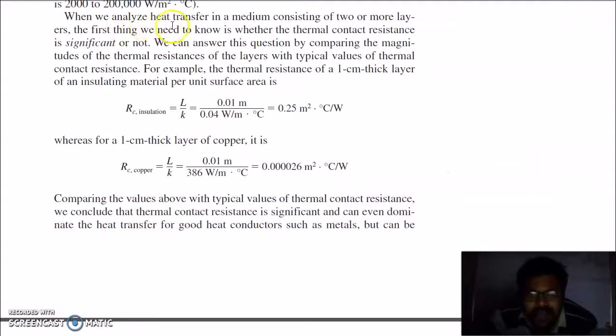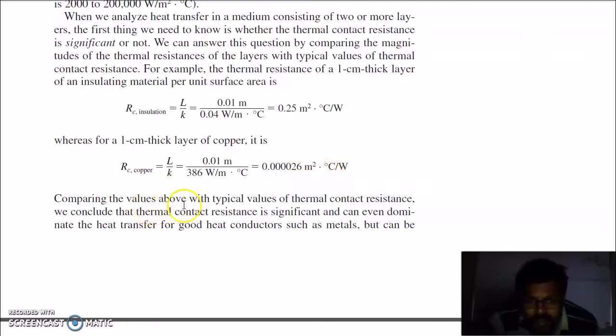So when we have to analyze heat transfer in a medium consisting of two or more layers, the first thing we need to know is whether the thermal contact resistance is significant or not. We can answer this question by comparing the magnitude of thermal resistance of layers with typical values of thermal contact resistance. For example, the thermal resistance of a 1 cm thick layer of an insulating material per unit surface area is 0.25 meter square degree Celsius per watt, and for copper it is 0.000026 meter square degree Celsius per watt.